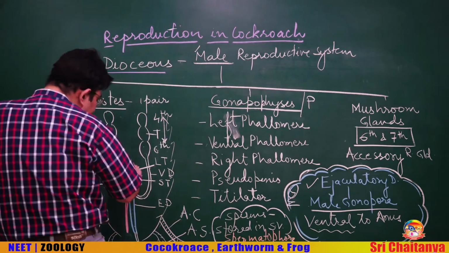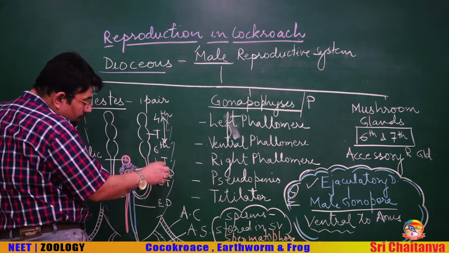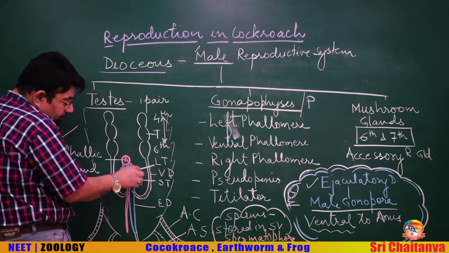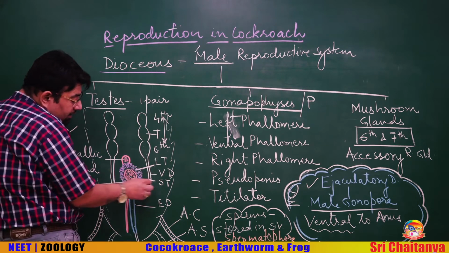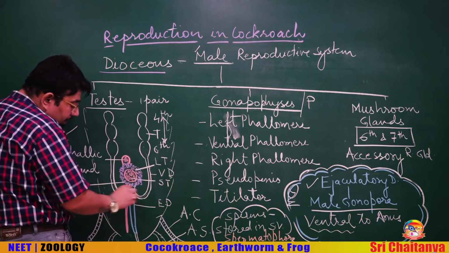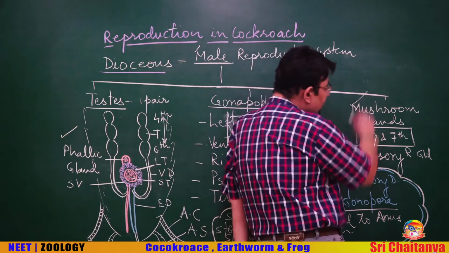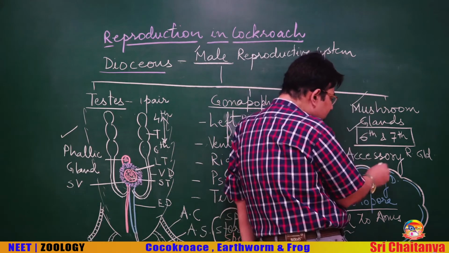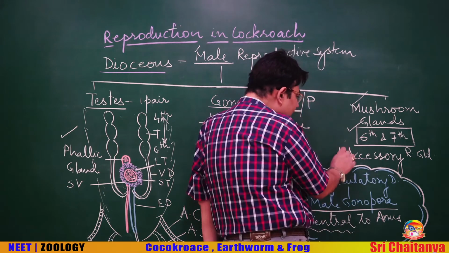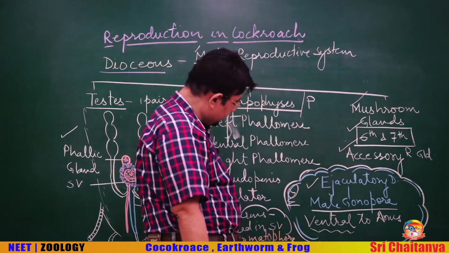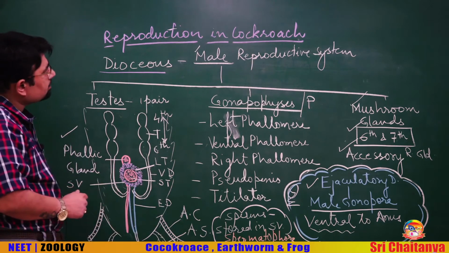So these are the accessory glands, which are made up of two parts: a long tubule and a short tubule. This purple color is LT, long tubule, and this pink color is ST, short tubules. They form a characteristic gland called the mushroom gland, and mushroom glands are located in the 6th and 7th abdominal segments. Mushroom glands are accessory reproductive glands in males. So students, that's about the reproductive system in the male cockroach.